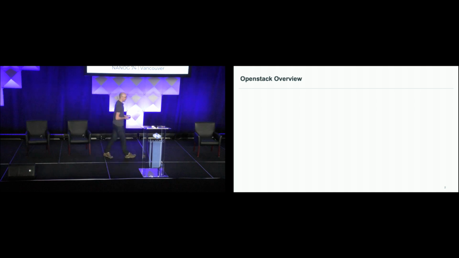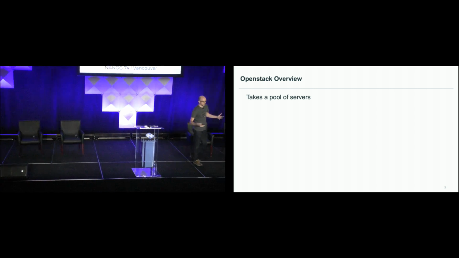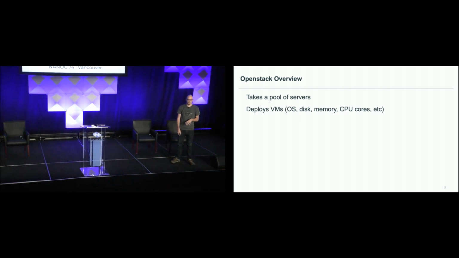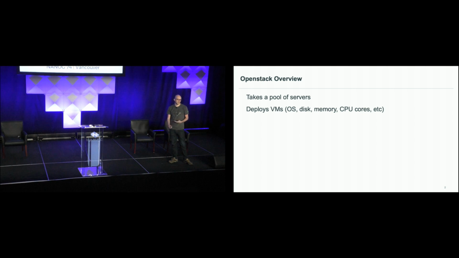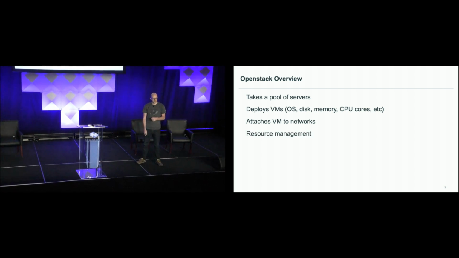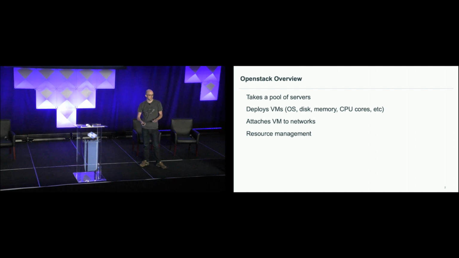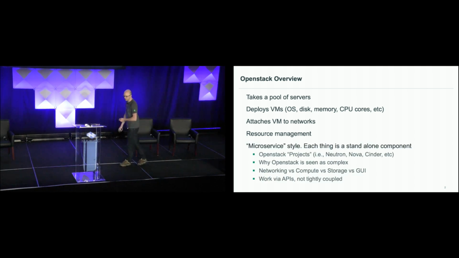So as an overview of what OpenStack is and what it provides, it takes a pool of servers, racks and racks of compute, and it's going to deploy VMs on those servers. That's going to be disk size, how much memory, how much CPU, how many cores, whatever. It's going to attach those VMs to networks, L2 segments. It's going to provide the resource management across the infrastructure. How many VMs can fit on a server? What are my resource policies? What are my security policies? And things like that.